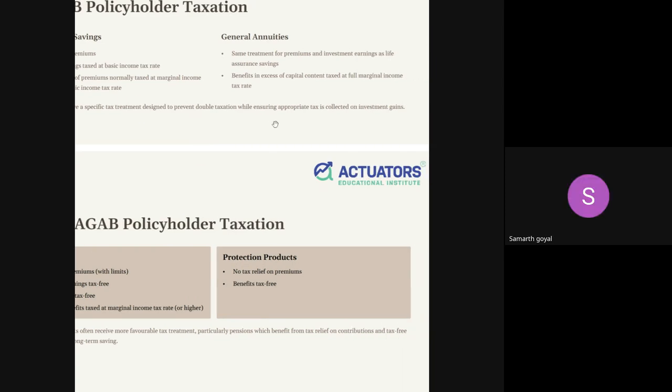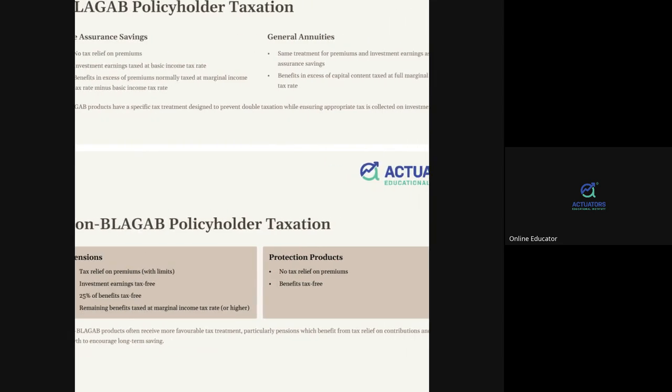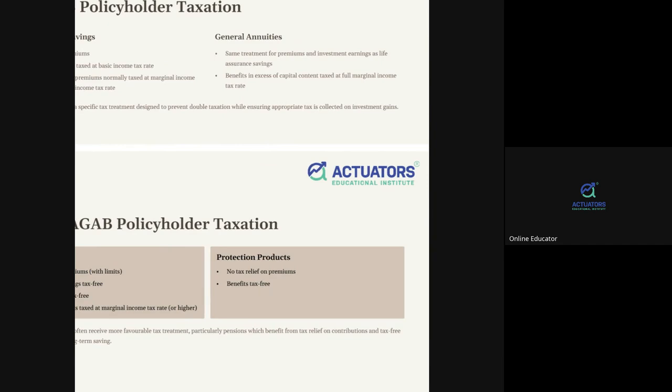Talking about general annuities, your annuities business. You have a corpus, you invest that somewhere, and you get lifelong income. Your premiums are usually post-tax, because you have accumulated that money across a number of years. So again, you don't have any tax relief as such on your annuities. Annuities, if you all remember, are a part of BLAGAB or non-BLAGAB? They are a part of BLAGAB. So it's very similar to how savings products work.